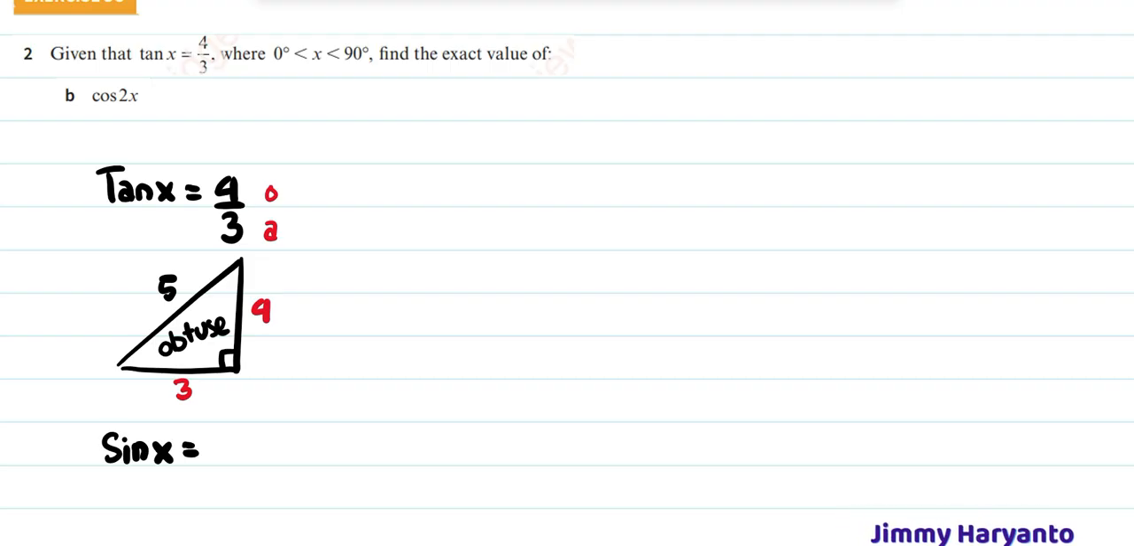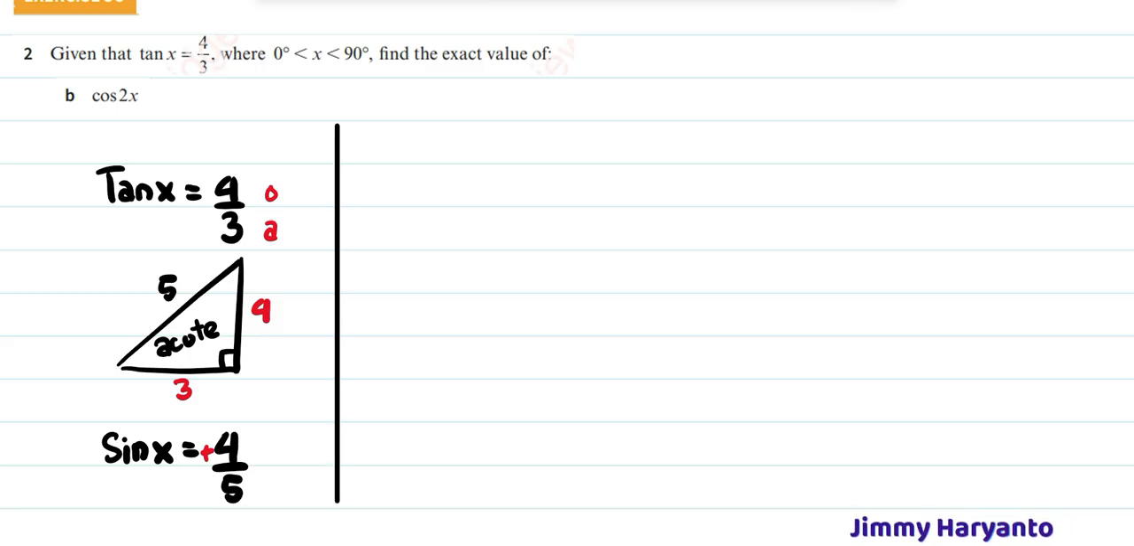Sine x equals opposite, 4, over hypotenuse, 5. This one is acute because the question says x lies in the first quadrant. If it is acute, that means the value of sine x will be positive, and we only have to find the value of cos 2x. The formula of cos 2x is this one. I will use the second one.